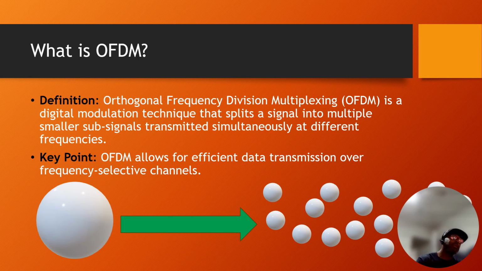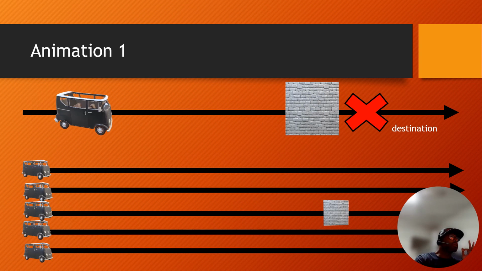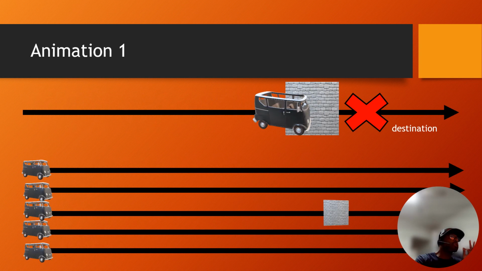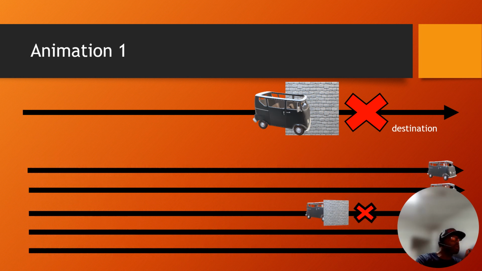OFDM is just like that. Instead of sending all the data at once on one frequency, which could get stuck with interference, it sends smaller bits of data on different frequencies to make sure it all arrives safely. In a single carrier modulation, you see the traffic has nowhere to go if interference is present. But if we break that traffic up into small subcarriers, we see that when some traffic receives interference, most of the traffic still gets through.